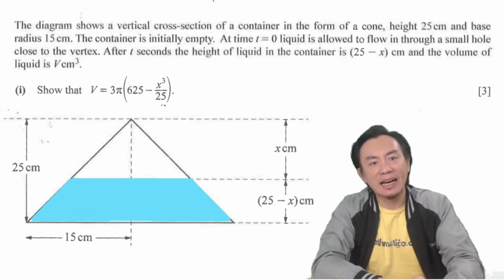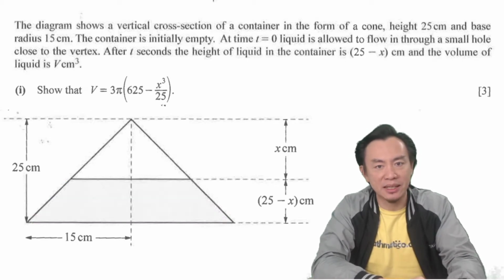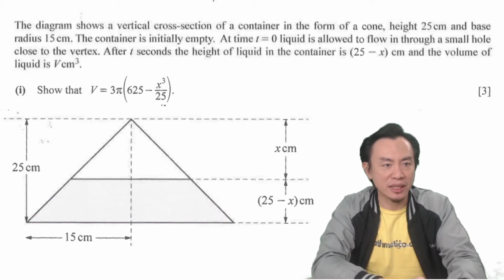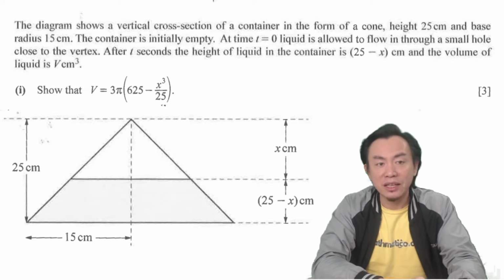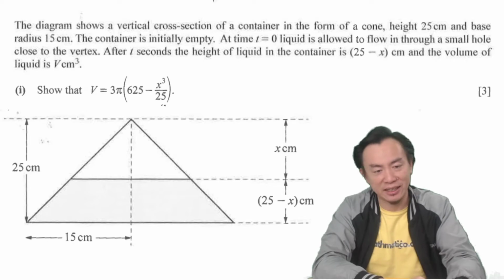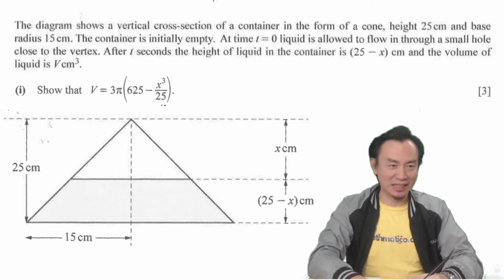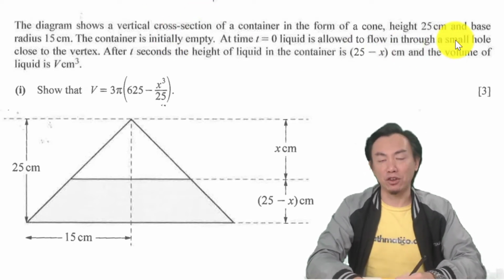After t seconds, the height of the liquid in the container is 25 minus x, and the volume of the liquid is V cm cubed. Show that V is equal to 3 pi times (625 minus x cubed) over 25. Okay, I didn't get this part right. So let's try again. Now, V is in fact the volume of the liquid, right?